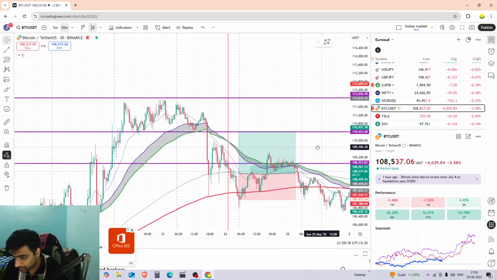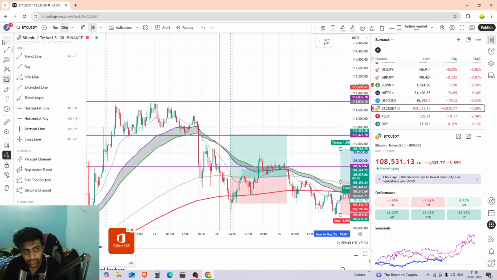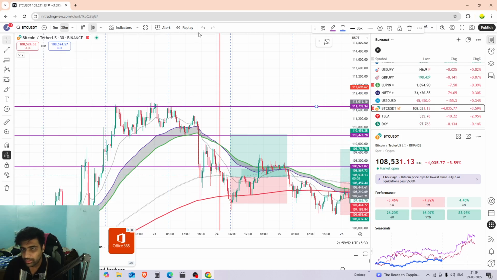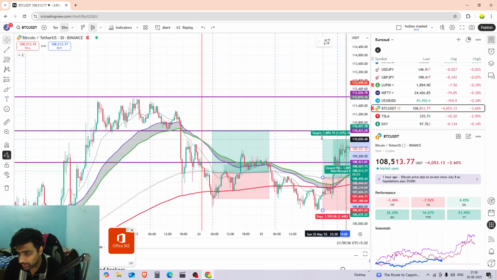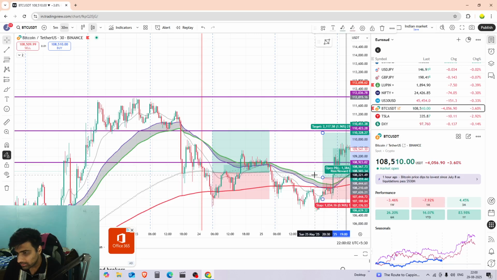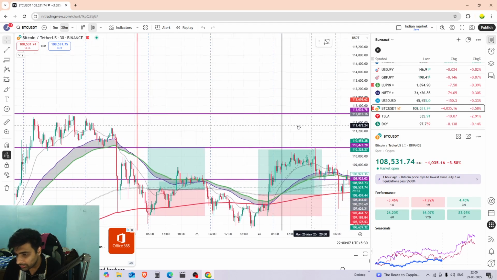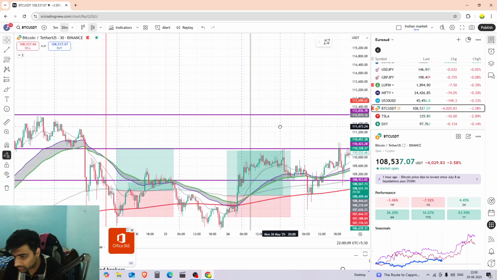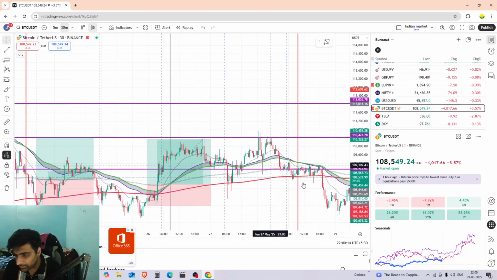Again, double bottom, boom. Here I'll enter because it crossed 200. See, here I'll enter and target till here. My SL, right. Okay, target complete. There we go.